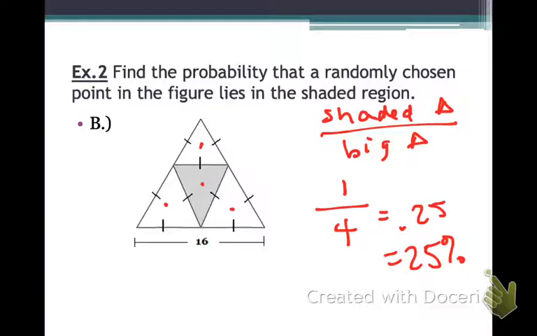Now, that isn't going to work all the time. Like I said, you have to look at your figure. If you notice a lot of congruence, use it to your advantage.